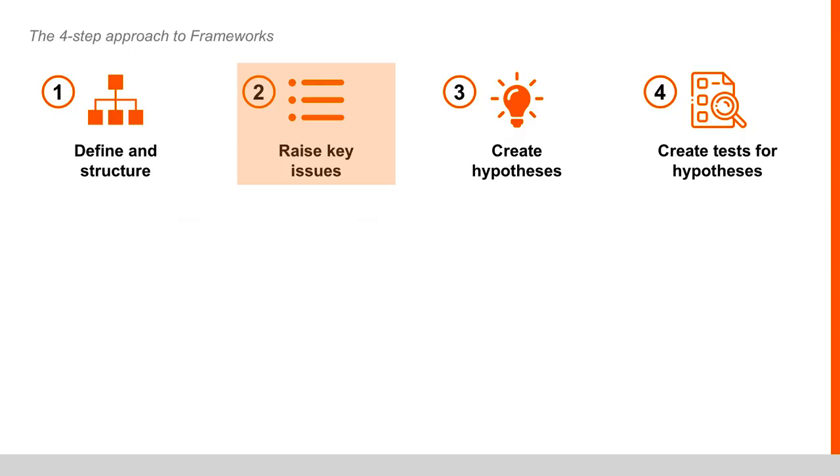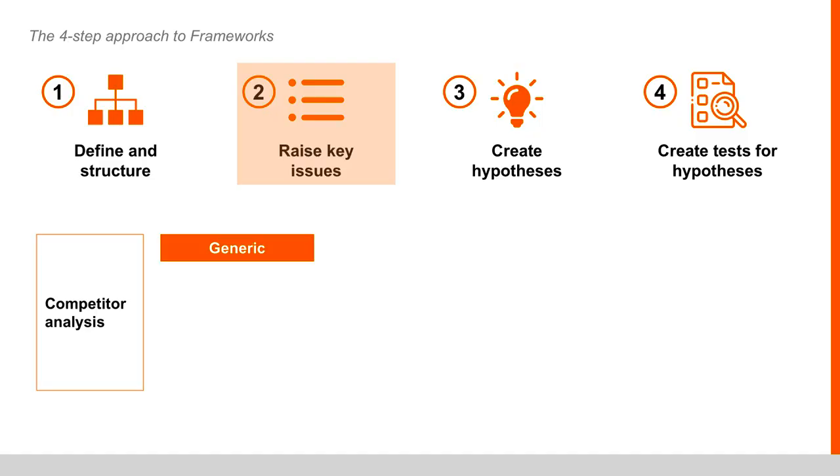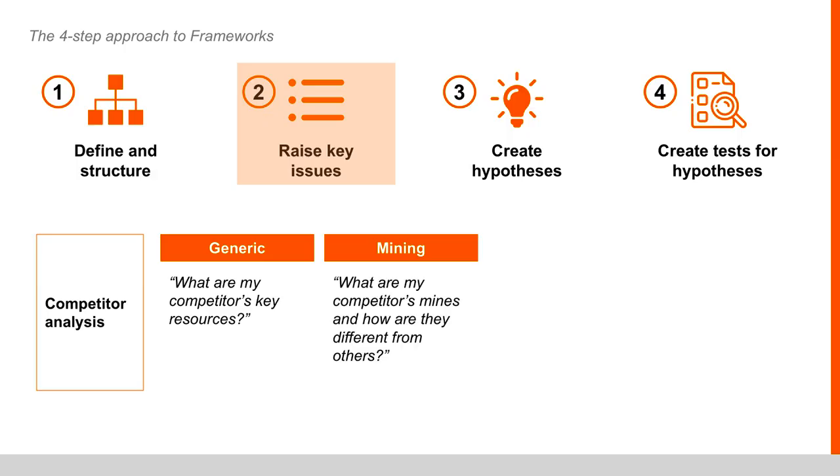Now, being problem specific is really important, so let me give you another example. Usually when you're doing competitor analysis, you want to know about your competitors' key resources because they give you a clue about what your competitors can do and are likely to do. The generic way to do this is to ask, what are my competitors' key resources? But suppose you're in a case in the mining industry. You might ask, what are my competitors' mines? And how are they different from others?